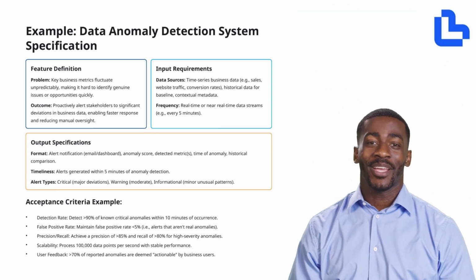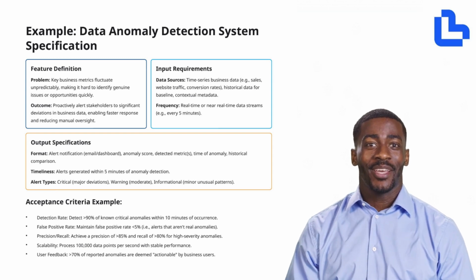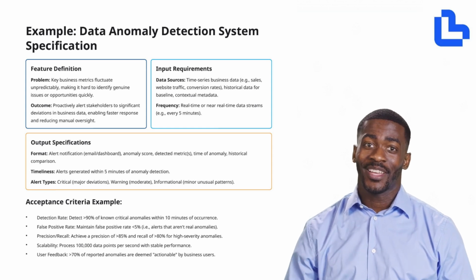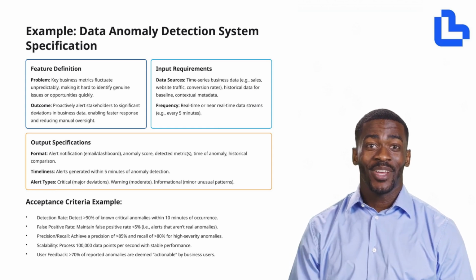Confidence levels should be clearly communicated, and transparency mechanisms should explain the basis for each detection, whether statistical, behavioral, or rule-based. Finally, we address edge cases and error handling.